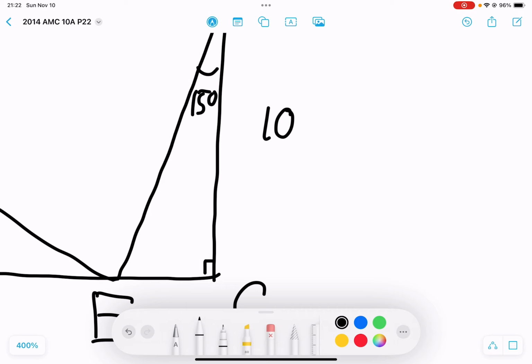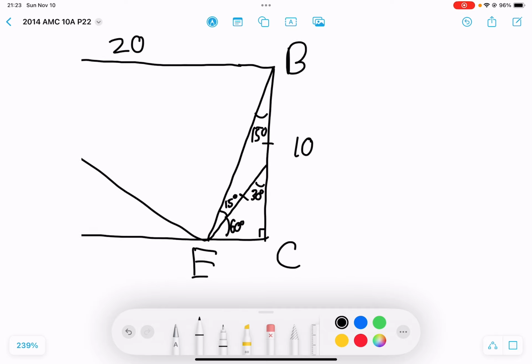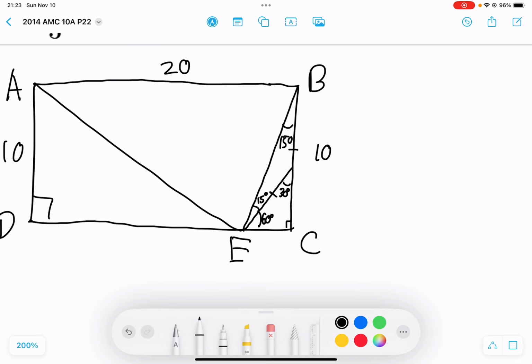Because 75 can also be 15 plus 60, and if we break it down into a 15-degree angle and a 60-degree angle, we have an isosceles triangle right here. So if that is 15 degrees and that is 60 degrees, we have a 30, 60, 90 triangle right here, and we also have an isosceles triangle. So maybe that is the way to do this problem.